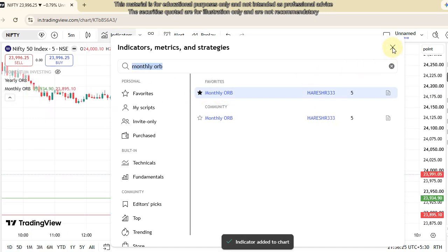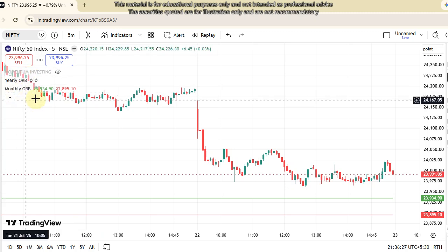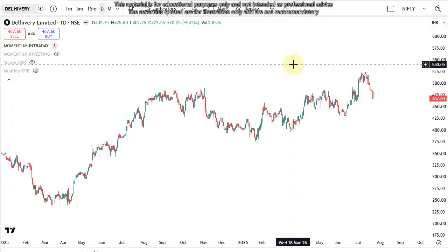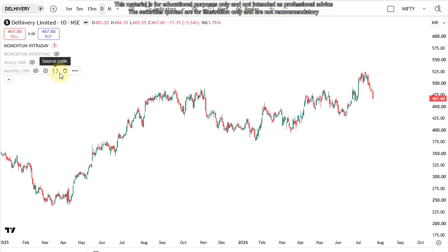Okay. So in this way, you can add the indicator to your chart. Now let us see how the indicator and the strategy work. So here I am in the daily time frame. For the yearly ORB, there are several time frames we can use. We can also use the monthly time frame, the first 1 month high low as an ORB level, or the first 1 week high low as an ORB level.